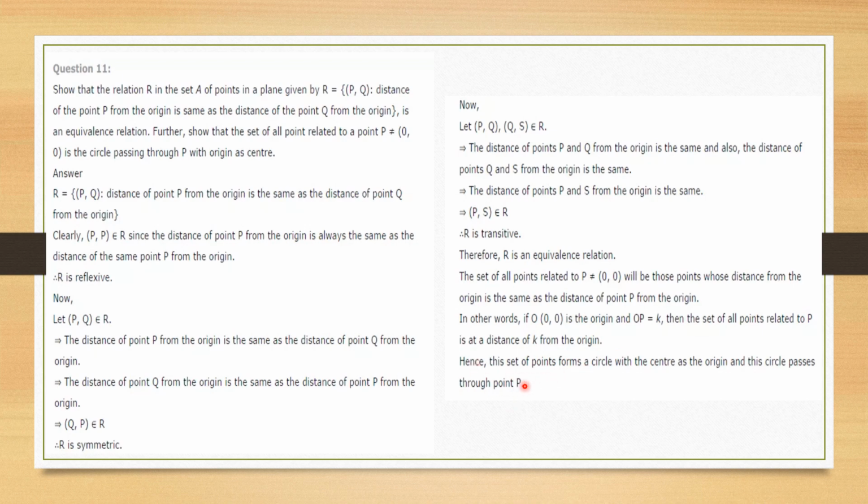Hence this set of points forms a circle with the origin as the center, and this circle passes through the point P. In that condition only, because the origin is the center, any point lying on this will be at constant distance only if it is on the boundary of the circle.